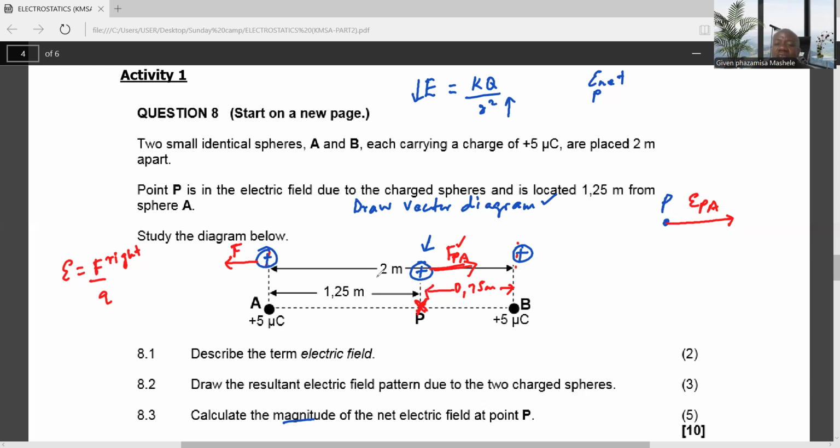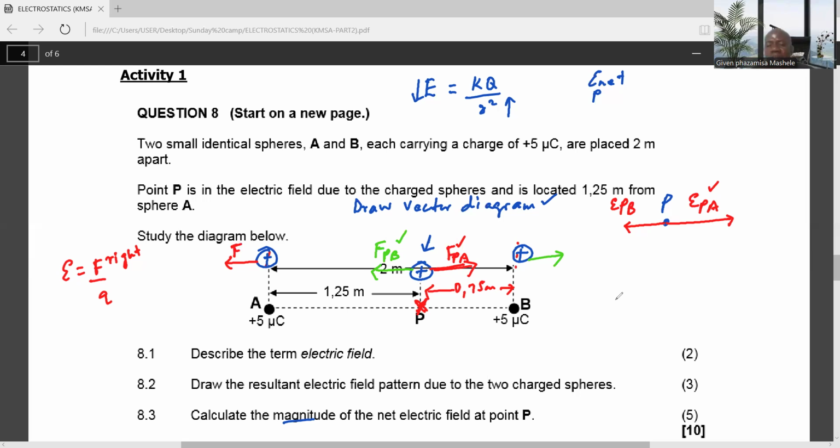So it means they will still repel when I have a repulsion between them. And when we have a repulsion between them, this is the force on P due to B, which will be directed to the left. Since we know that the direction of the force is the direction of the electric field at a point, the electric field at P due to B will be directed to the left.